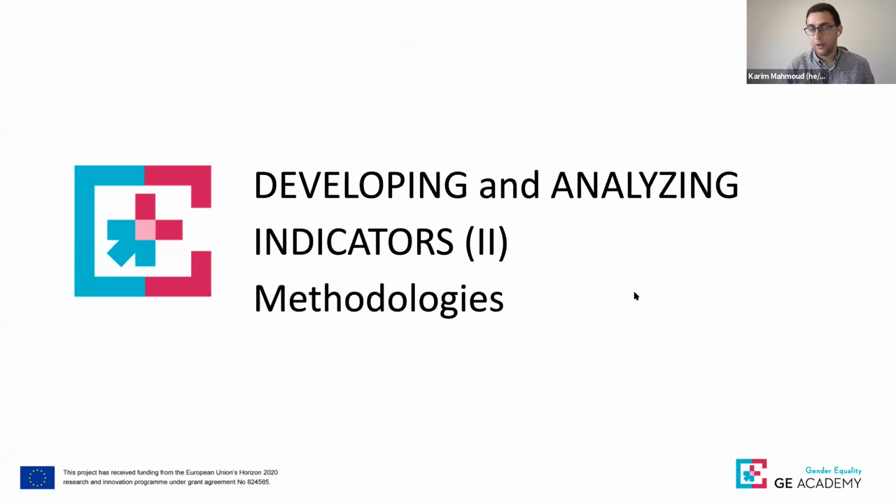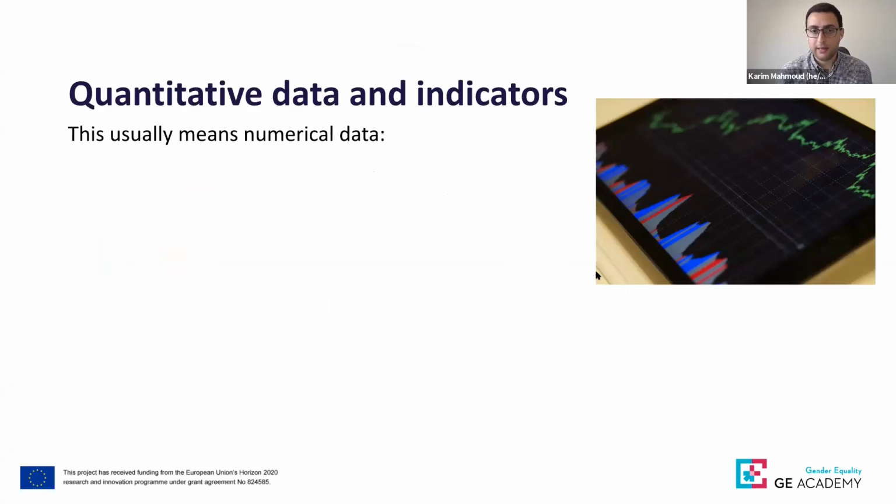So we're going to talk about methodologies for developing and analyzing indicators. And I'd like to start off by talking about quantitative data and indicators. But before I begin, I just want to make it clear, this is not a research methods course. So I'm only going to cover at a very high level the most common indicators, both quantitative and qualitative, because there are so many methodologies and we don't have all day. Some of them are not very common in gender analysis, like ethnographic methods where you observe, but they might be used in certain circumstances. So I'm just going to cover the common ones.